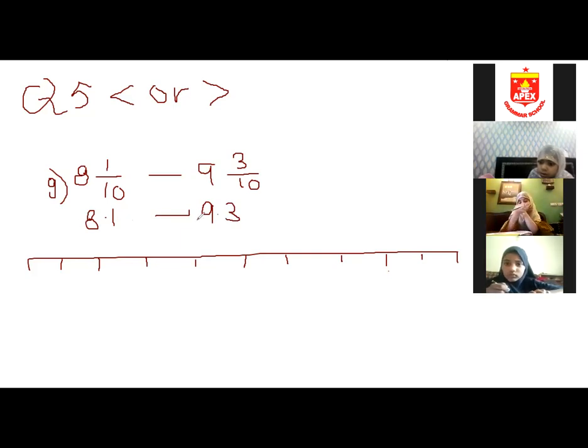8.1 is greater or 9.3 is greater? On which hand side? Right hand side is greater or left? Show me with your hands. Which one is greater, right or left? Yes, right one is greater. 9.3 is greater. So we open the mouth of crocodile towards the 9.3.